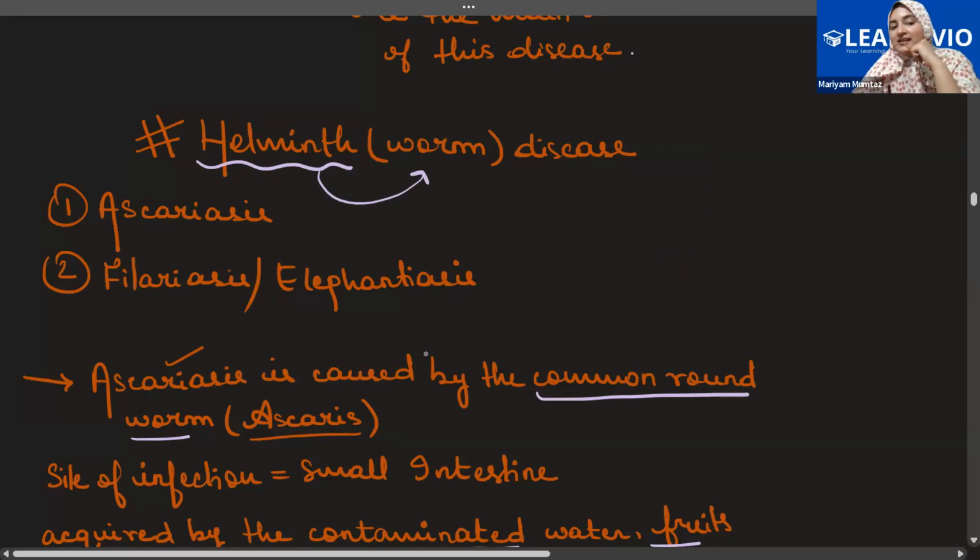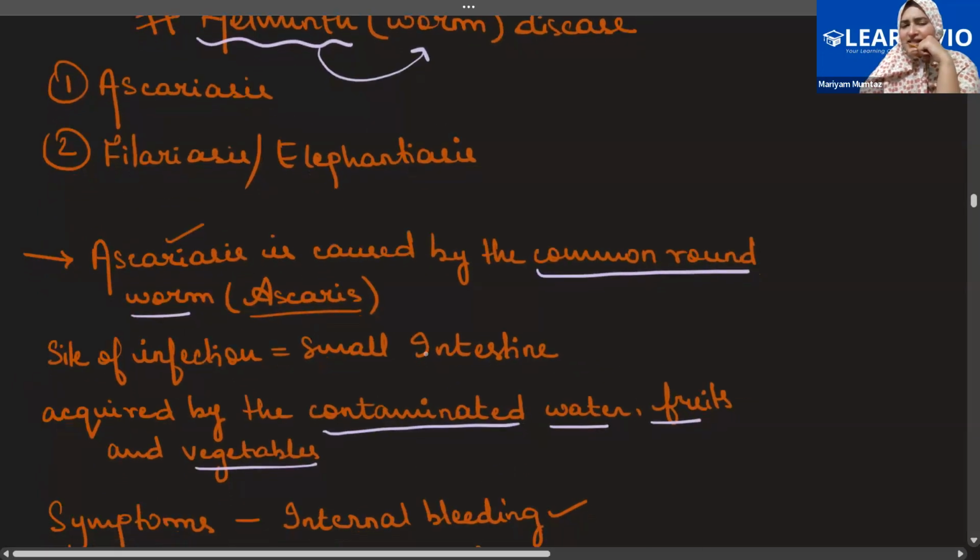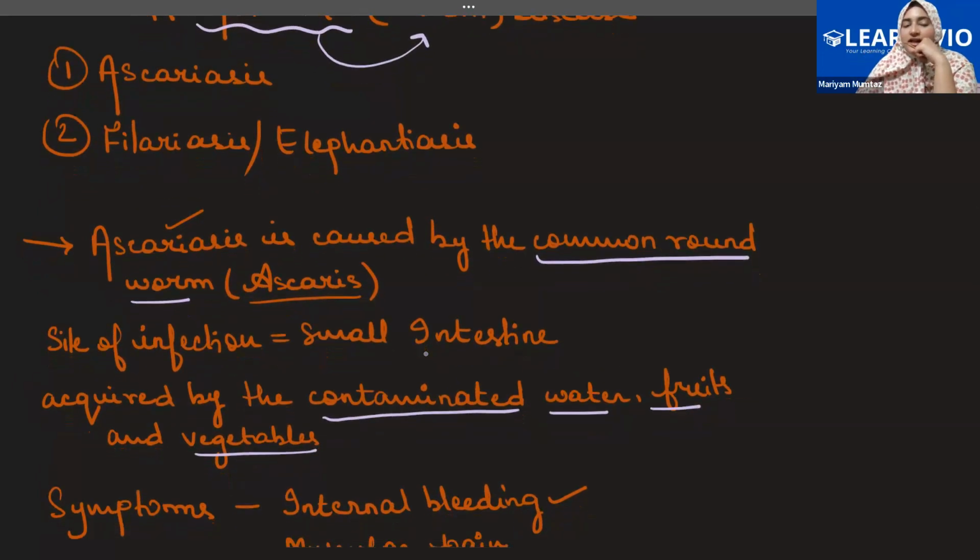Now, this Ascaris is a very weird worm. We'll see how. Ascariasis is the disease which is caused by Ascaris. Here the site of infection is the small intestine. Again, how does a person get this particular disease? By having contaminated water, fruits, and vegetables.